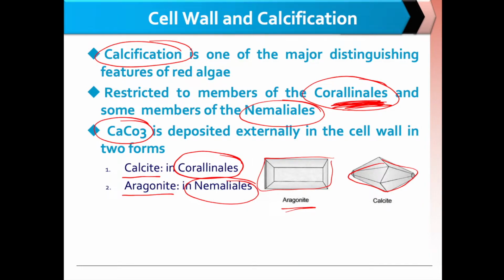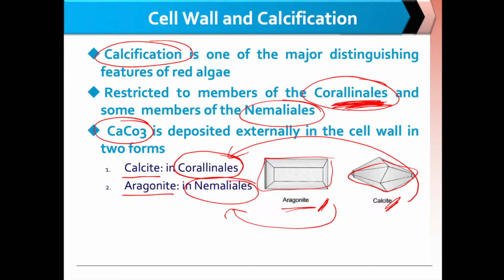And why are we talking about this? Because these features are important in their identification. If you see aragonite, that's Nemaliales. If you see calcite, that's Corallinales. Also, in paleontological studies that we can conduct on, for example, the ocean sediment basin, if you see more aragonite or more calcite, that would infer the presence, abundance, or diversity of your Corallinales or your Nemaliales representatives.